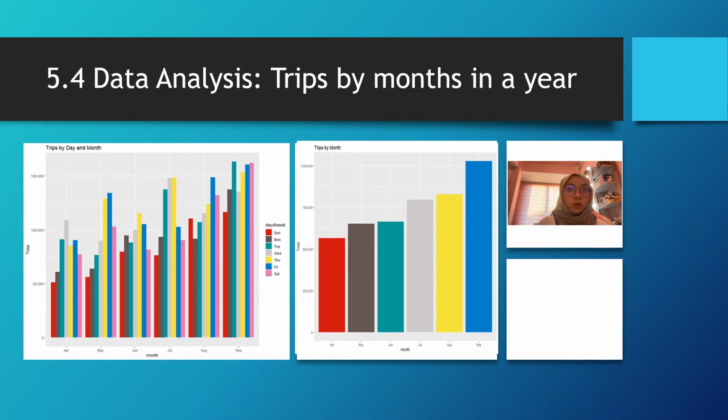So next we will continue the analysis with the number of trips that take place in each month of the year. The output shows that most trips are made during the month of September.